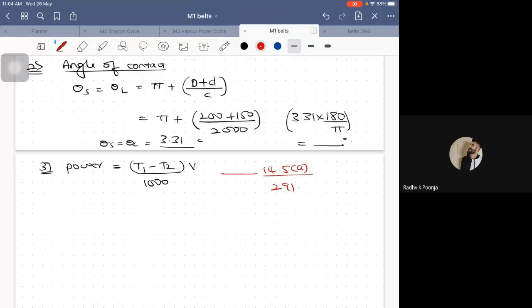So V you can calculate. V is equal to pi D N divided by 60. That is equal to pi times capital D, which is 0.3 in meters. I'm substituting it. So 300 is its speed, divided by 60. From this, what is the value of V in meters per second?